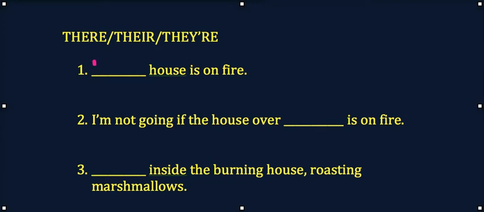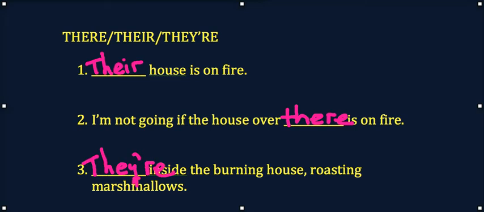There they go. Their house is on fire, possession. They own that house, and it's on fire. You better go tell them. I'm not going if the house over there is on fire. It's the directional there. And finally, they're inside the burning house roasting marshmallows. They're such a fun family. What you're saying is they are inside the burning house. You've gotten rid of the a, and that makes it the contraction they're.